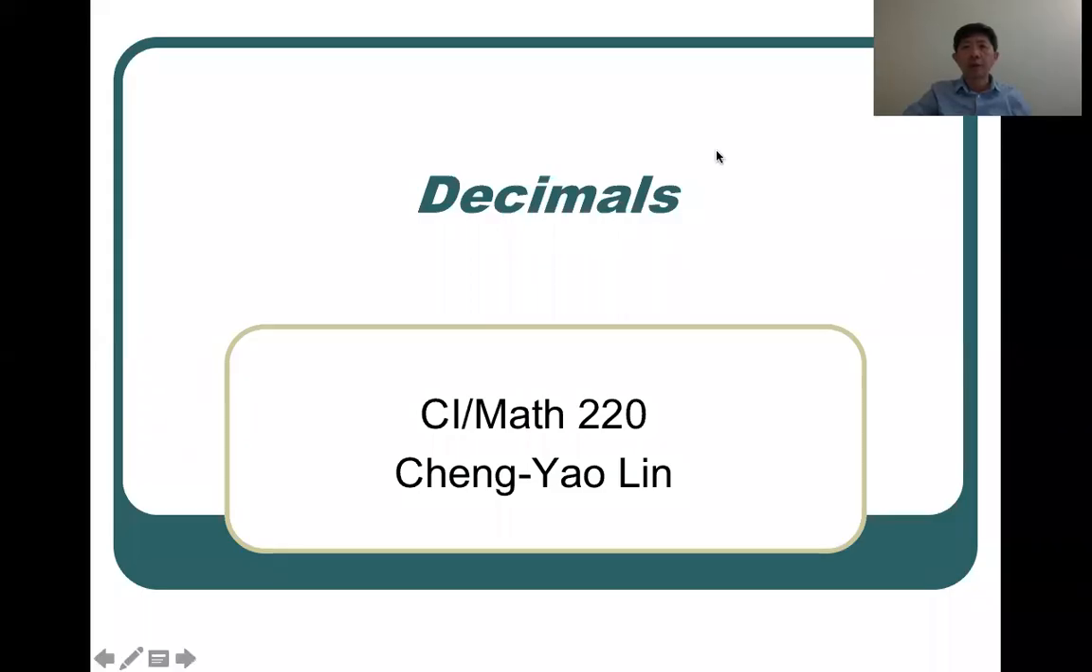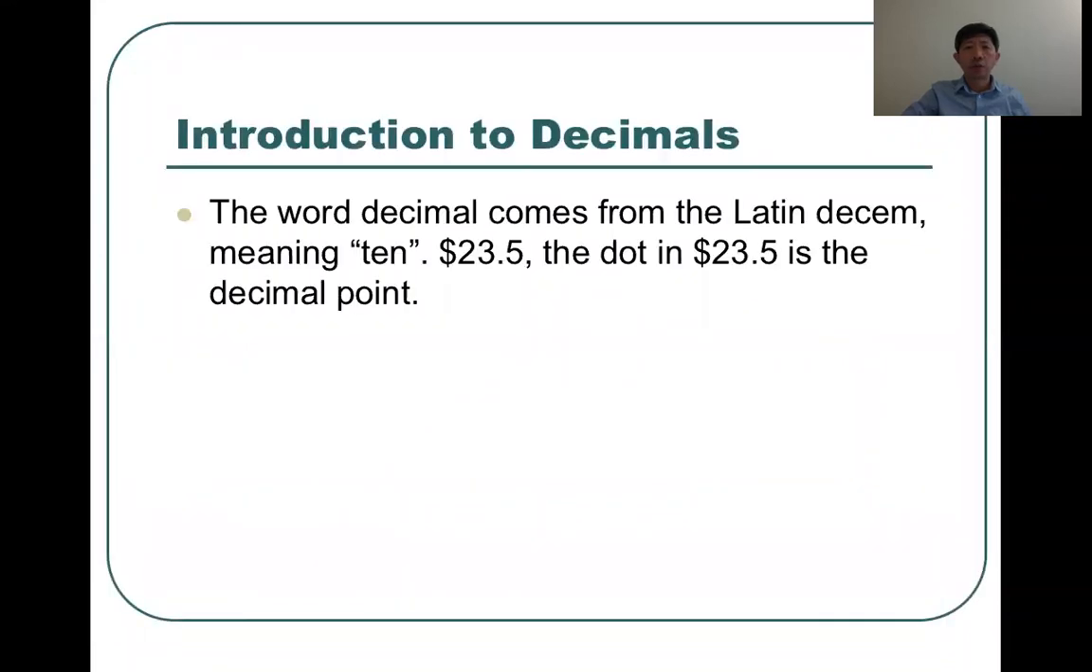Hello, everyone. Today's lesson is decimals. The word decimal comes from the Latin decim, meaning 10. For example, 23.5, the dot in 23.5 is the decimal point.